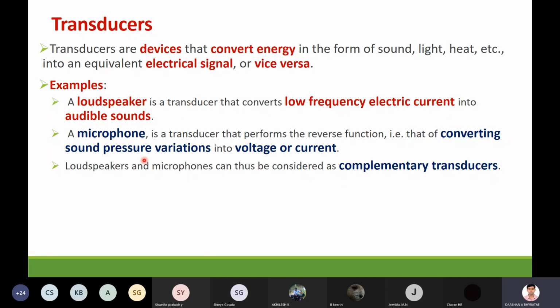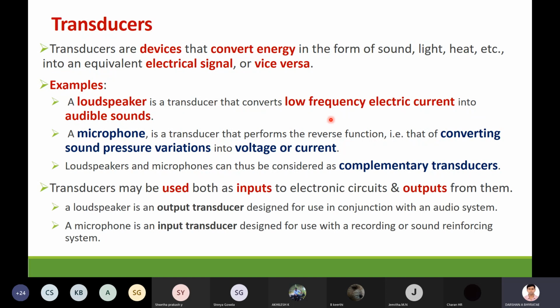So here the loudspeaker and microphone are complementary transducers. Why do we call them complementary transducers? Because the loudspeaker converts electrical energy to sound energy, but the microphone converts sound energy into electrical energy. That is why we call them complementary transducers. A transducer converts one energy into another type of energy.